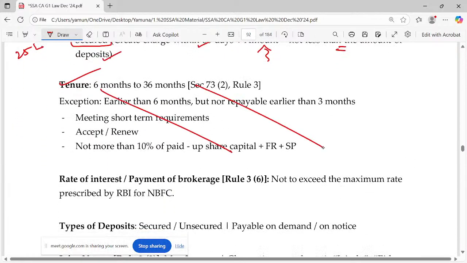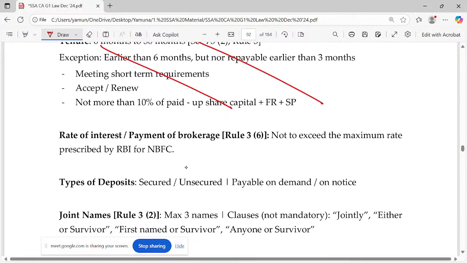Rate of interest or payment of brokerage. Actually, for NBFCs, RBI is stating a prescribed maximum rate and you should not exceed this rate. Whatever rate they prescribe for you, you can keep up to that maximum rate. If they say 7%, you can keep a maximum of 7%. That 7% is not stated for companies in general; it would have been stated for banking financial companies.